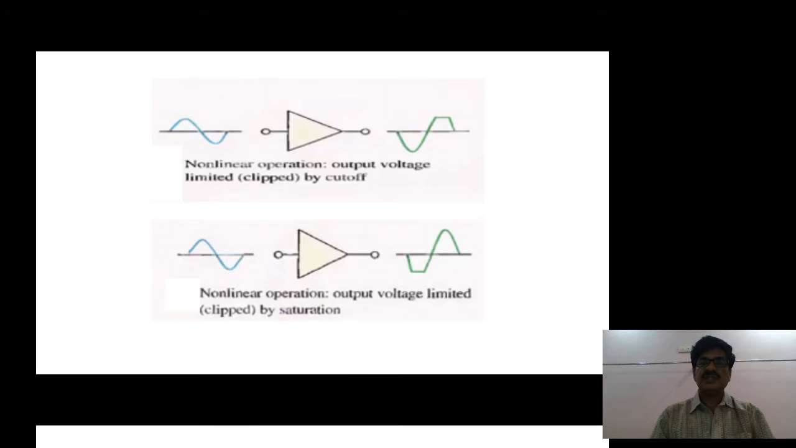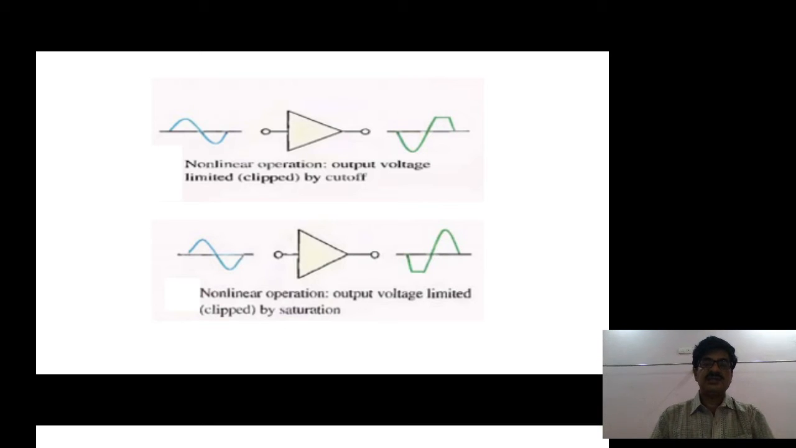Suppose you see the output waveform like this. Here what happens, in the upper diagram, the positive part of the signal is removed. Similarly, in the lower diagram, part of the negative waveform is removed. That means this type of operation is referred to as the non-linear operation.